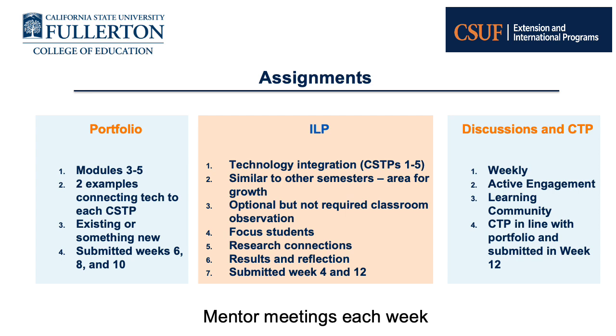So for CSTP 1, you'll add 2 examples of technology. CSTP 2, 2 examples of technology, all the way through to CSTP 6. You'll work on it each week as you're learning about the connection between the standards and the CSTPs. It might be something that you already do, or it could be something that you tried based on the course assignments. It's submitted in weeks 6, 8, and 10.